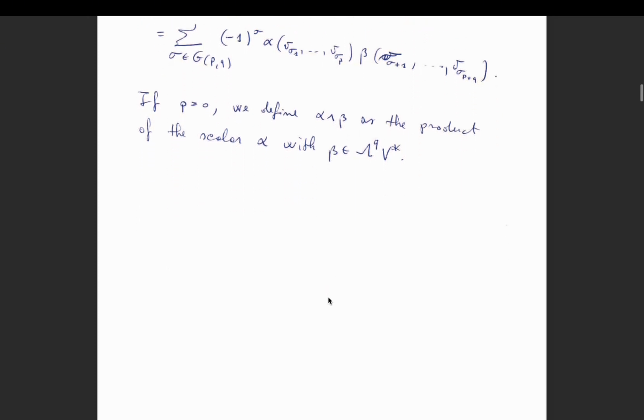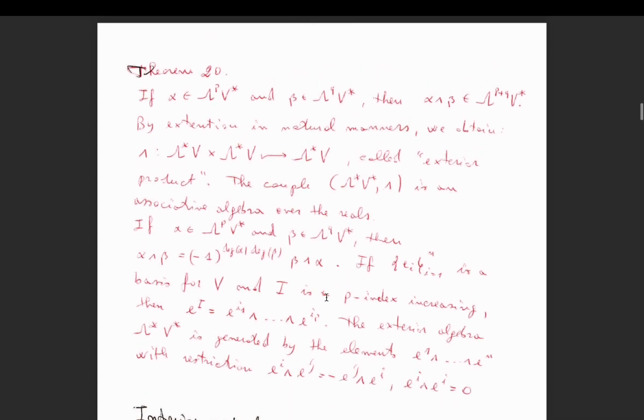We have a theorem. If alpha is a p form and beta is a q form, then alpha wedge beta is a p plus q form. By extending by linearity, the wedge product becomes a map from lambda star V times lambda star V into lambda star V, and the couple lambda star V with the wedge product becomes an associative algebra.